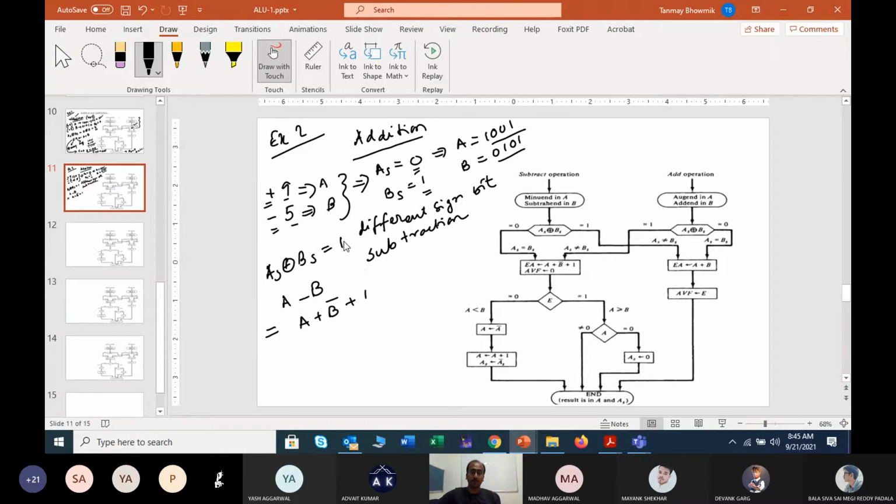So how is the flow coming? You are first performing this operation. AS XOR BS is giving you the result 1. That means different sign bit. Different sign bit means this is an example of subtraction operation. Subtraction operation means you are going to perform A minus B, and A minus B is actually nothing but A plus B complement plus 1. Clear? So just this route we are following.